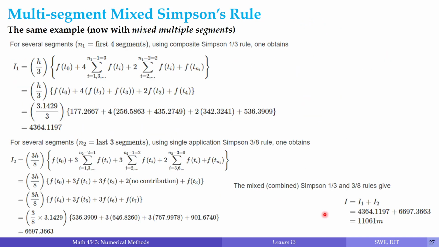You already know how to do it, and you can compare and contrast this Simpson's 1 by 3 rule, Simpson's 3 by 8 rule, the composite version of the Simpson's 1 by 3 rule, the composite version of the Simpson's 3 by 8 rule, and the mixed version of these two rules. You can compare and contrast them using the error values. Okay, you can see which performs better for this specific example.